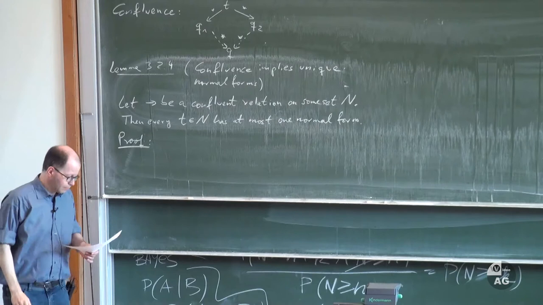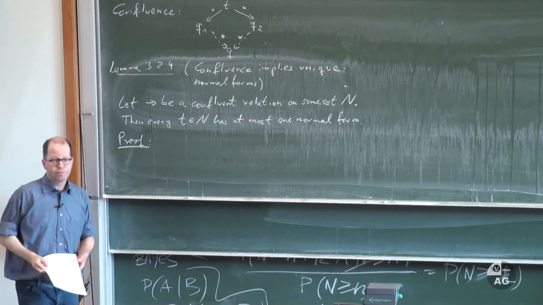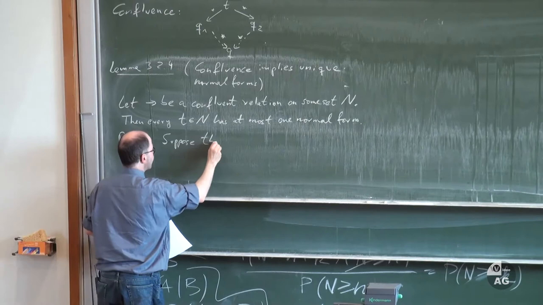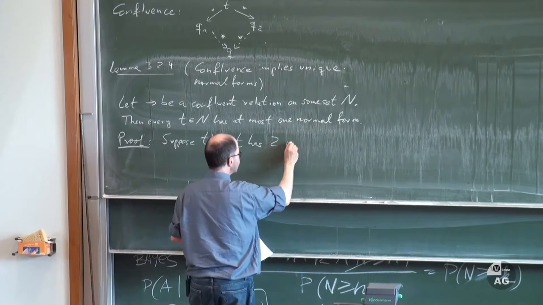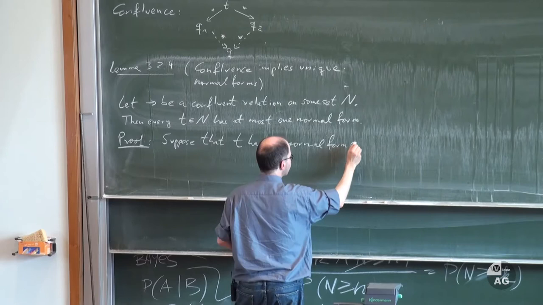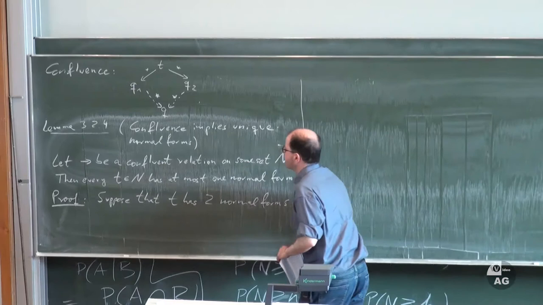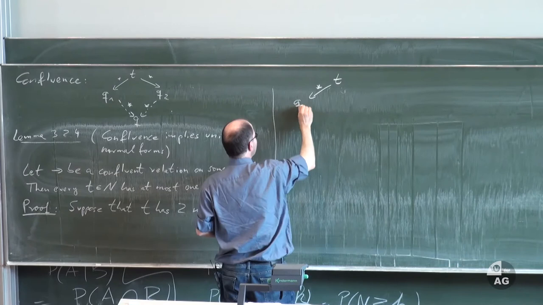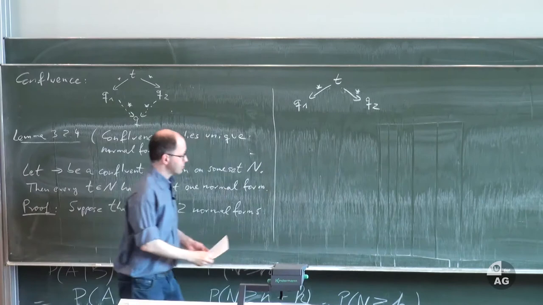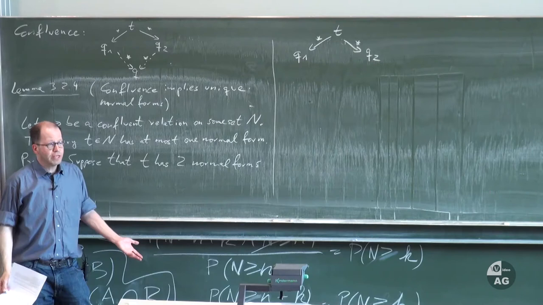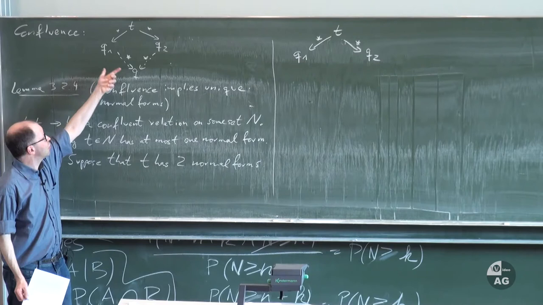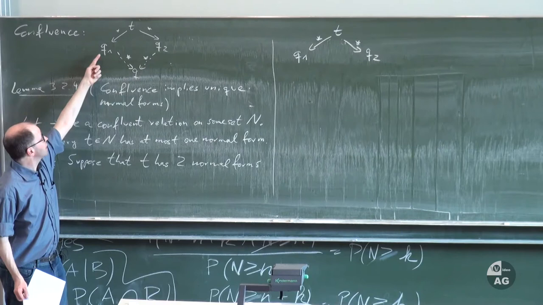Suppose that T has two normal forms. If T has a normal form, that means I can start evaluating T until I cannot continue any further. So I can start with evaluating T, and I can reach one normal form Q1 and another normal form Q2. My goal is to prove that they are the same. I know the relation is confluent, and confluence means that I can join these two results again. So there's a common result Q so that I can evaluate Q1 to Q and also Q2 to Q.